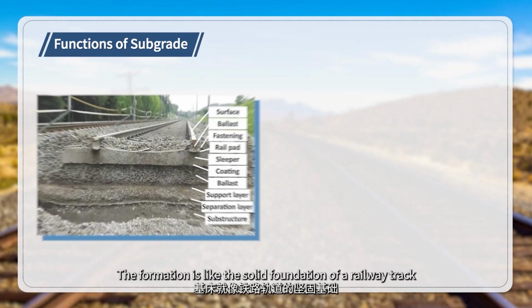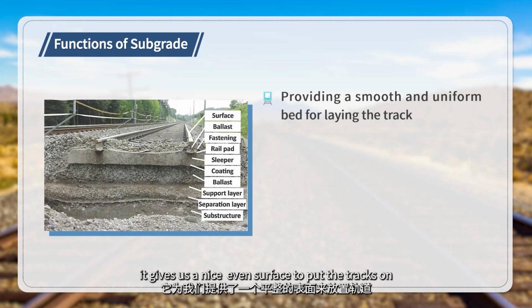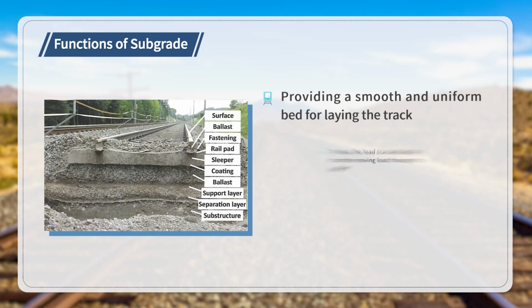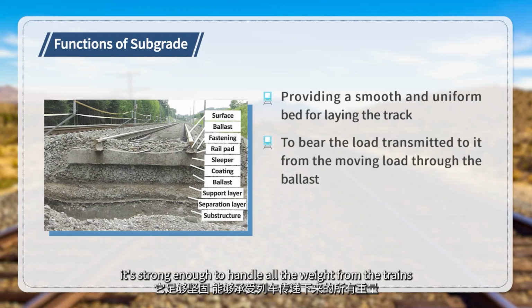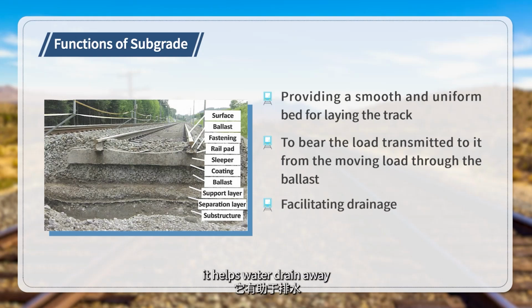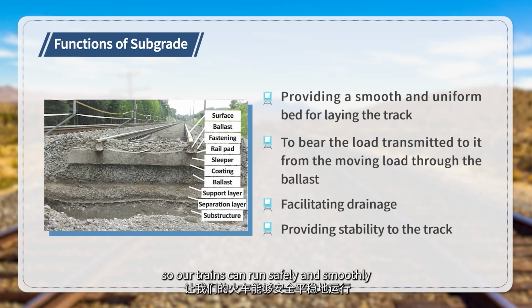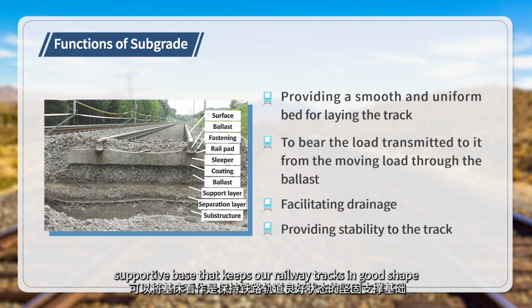The formation is like the solid foundation of the railway track, and is super important because it does several crucial jobs. First, it gives us a nice, even surface to put the tracks on, making sure they are level and smooth. Second, it's strong enough to handle all the weight from the trains, which gets passed down through the ballast. Third, it helps the water drain away so our tracks don't get soggy and unstable. And finally, it keeps everything steady so our trains can run safely and smoothly. So, think of the formation as a strong supportive base that keeps our railway tracks in good shape.